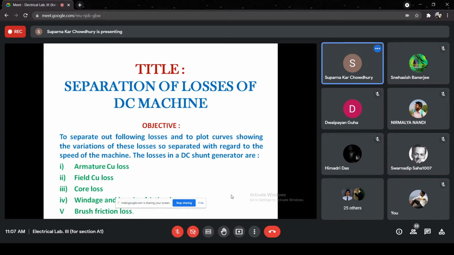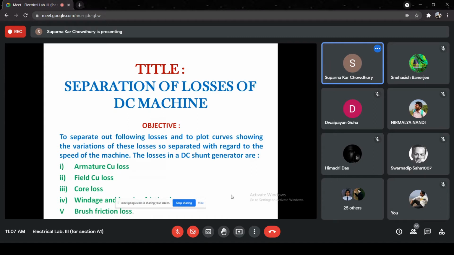Now, first of all, for large machines, it is not practicable to run the machine with full load and then measure its losses. And even in that case, you can measure the total loss. To separate it out is not possible. So there are different test methods by which we can separate the losses of different types of machines.